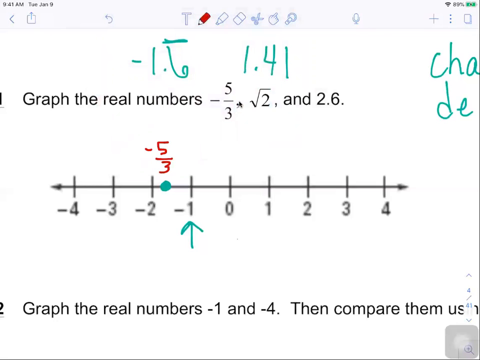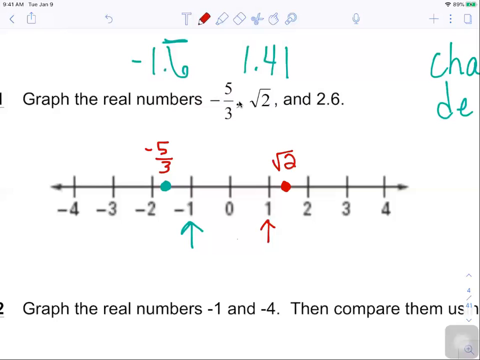The second number, we have the square root of 2. Peyton said that that was 1.41. So here's a 1 on the number line. Again, I have to go past it. It's positive. It's a little less than halfway, but these number lines are pretty small, so it doesn't have to be exact. And I'm going to write the square root of 2 above it.